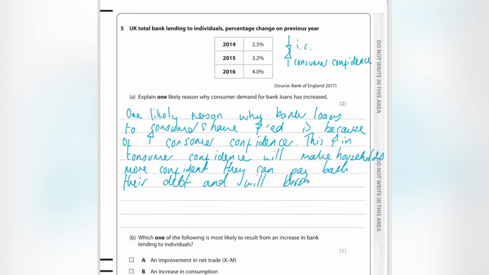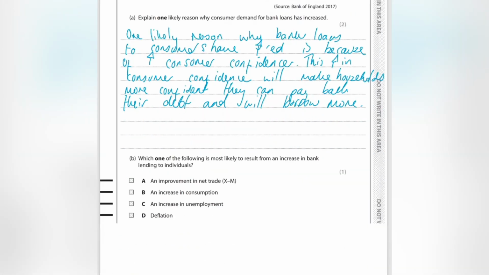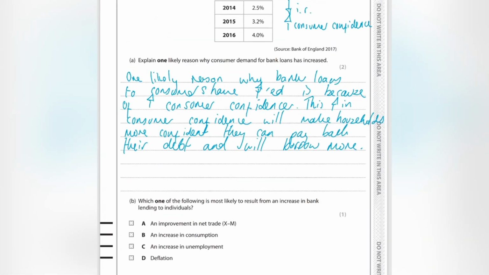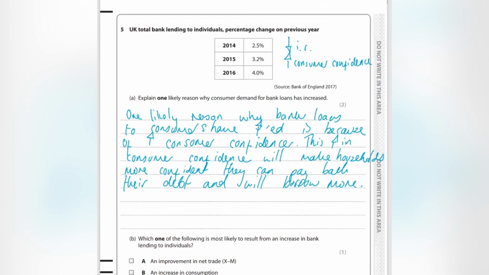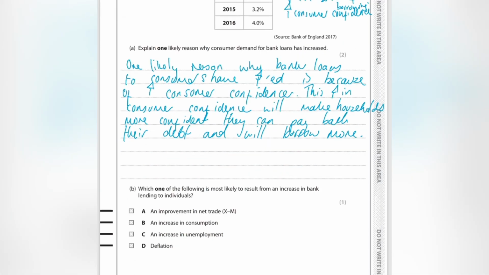Now again, this is quite a lot of writing. You don't necessarily need to do that much. You could have done the interest rate point as well. Basically, decreased interest rates mean a lower cost of borrowing, which means that it may be easier for households to buy things which require bank loans, like houses, cars, etc.